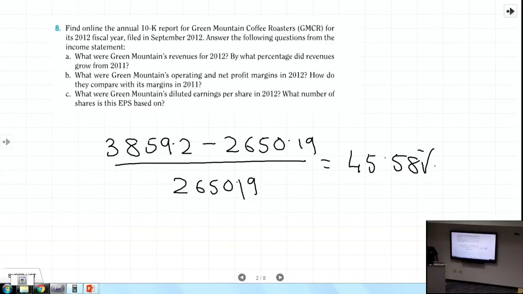The next question is, what were operating margin and net profit margin for 2012, and how do they compare with 2011? So what are the formulas for operating margin and net profit margin? If you go back to your book and look through the financial ratios that we had studied in class, you will find on page 41 operating margin and net profit margin. Operating margin is operating income divided by sales.